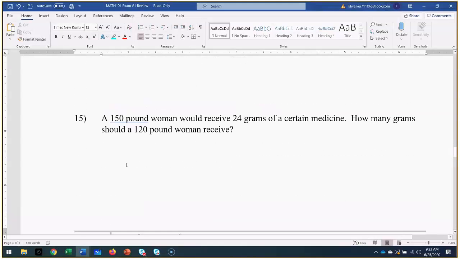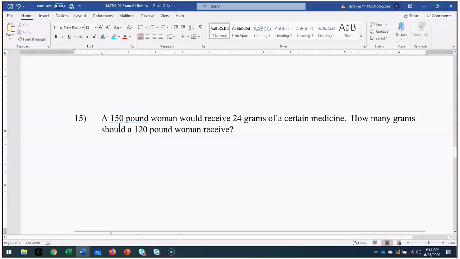Okay, let's look from this page. A 150-pound woman would receive 24 grams of a certain medicine. How many grams did a 120-pound woman receive? Okay, so here's the deal with this one. Do you guys see a percentage in there? Or are they asking for a percent? No, but they give you all the numbers. Exactly. They didn't give you a percent, but they gave you 3 out of 4 numbers. So you can still use a proportion to solve this.